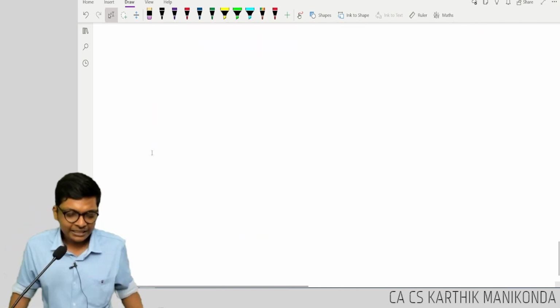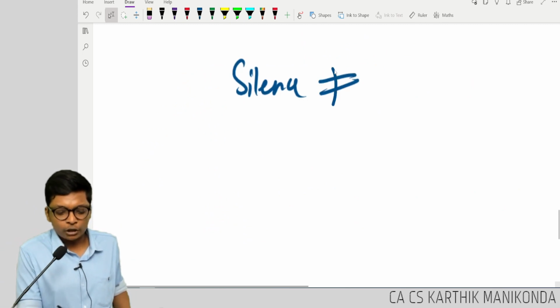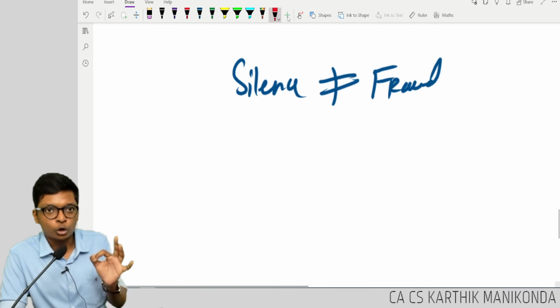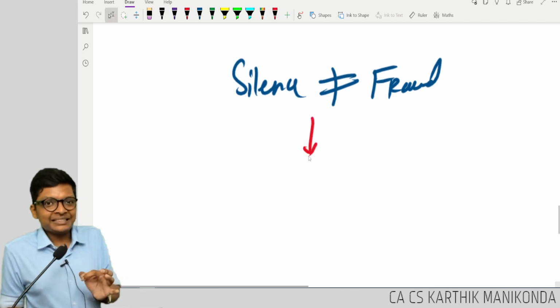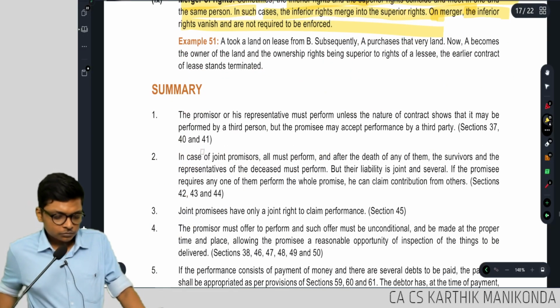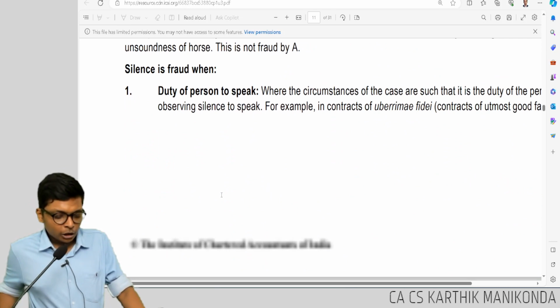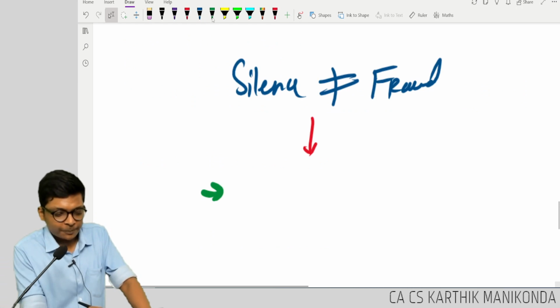Following, guys. Next point. Normally, silence is not equal to fraud. General rule is silence is not equal to fraud. But in certain exceptions alone, silence is equal to fraud. What are those exceptions, guys? I'll explain the logic also. Look at that. First, duty of a person to speak. What is the duty of a person to speak?